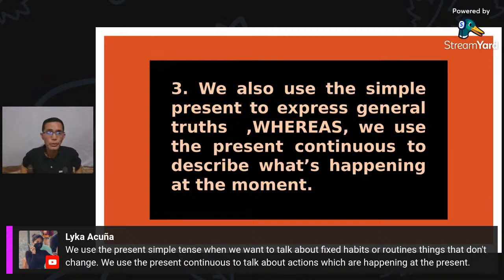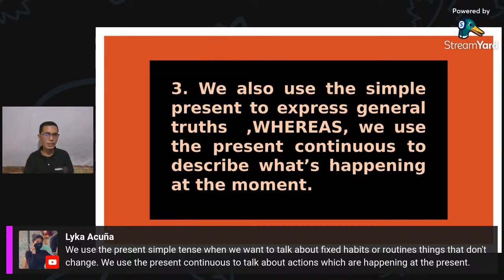Ayan, number 3. We also use the simple present to express general truth, whereas we use the present continuous to describe what's happening at the moment. Okay, again, ulitin ko, we also use the simple present to express general truths, whereas we use the present continuous to describe what's happening at the moment. So, una po, general truths. Ibig sabihin, yung pangkalahatang katotohanan. Okay, yung katotohanan that is known by the public. That's when we use the simple present.